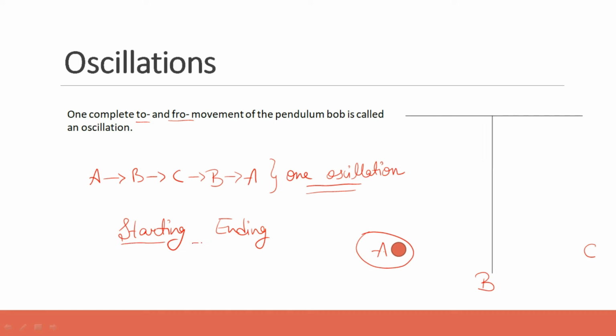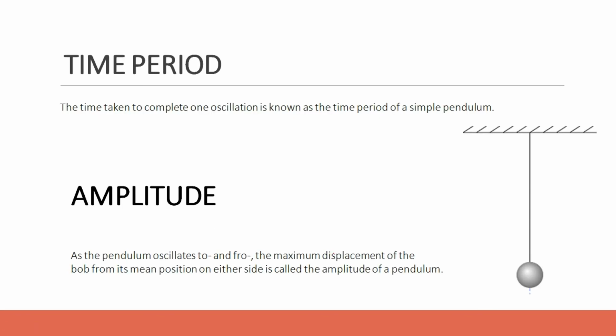If it is taking a single swing, then it is known as one oscillation. If the bob is taking two swings, then it is two oscillations. Similarly, for three swings, we call it three oscillations. Now, the next term related to the pendulum is the time period. What is the time period? Basically, it is the time taken by the bob to complete one oscillation. So, if you measure the time taken by the bob to complete one oscillation, this will give you the time period of the simple pendulum.